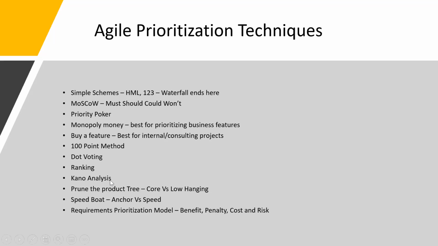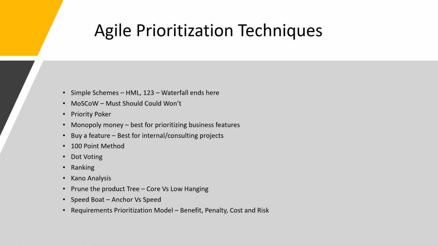Kano analysis is again similar to Monopoly. It's done at business feature level. Kano analysis basically has 4 points. You have delighters, you have exciters, you have satisfiers, you have dissatisfiers. I should probably get a diagram. Okay, I'll just put it there. I'll come back to Kano analysis. I'll open a whiteboard and show you that.